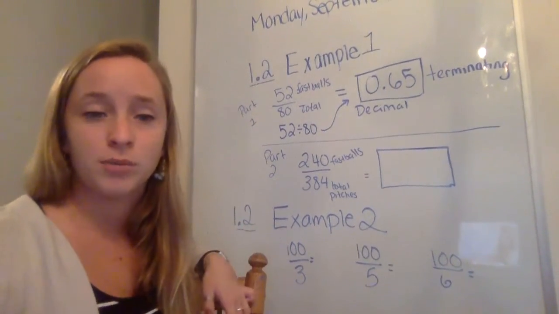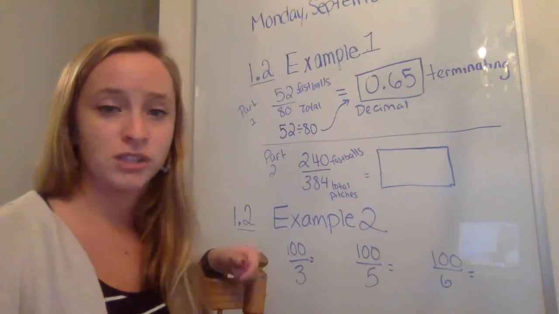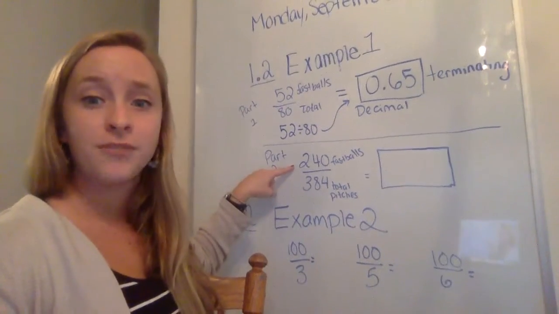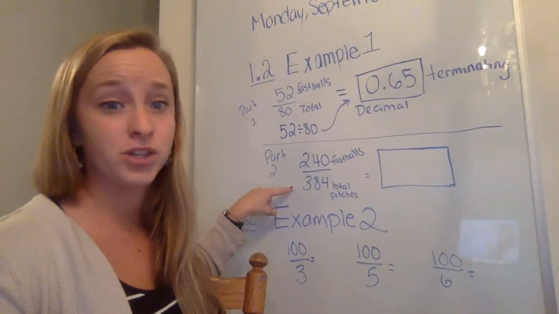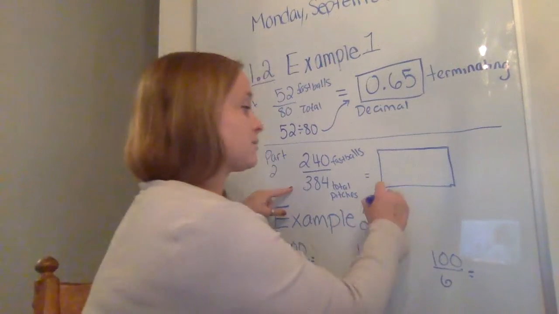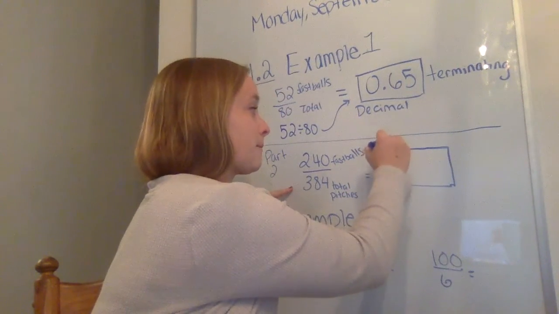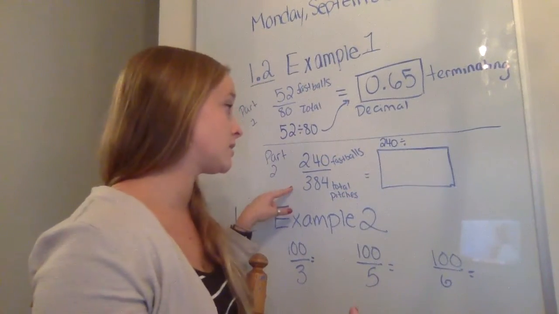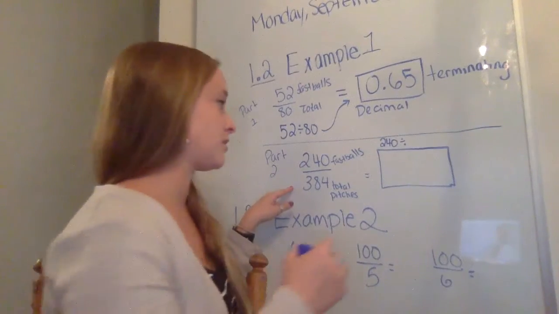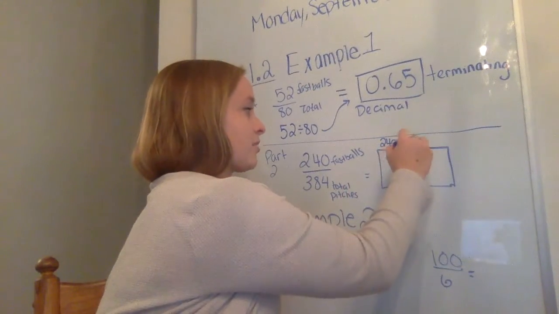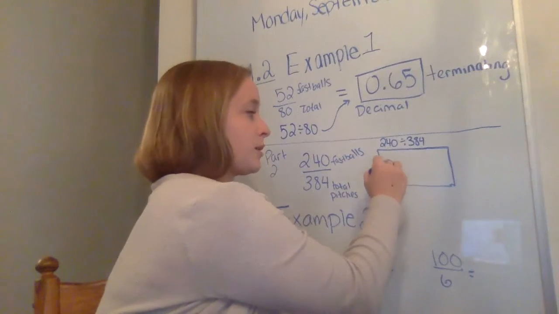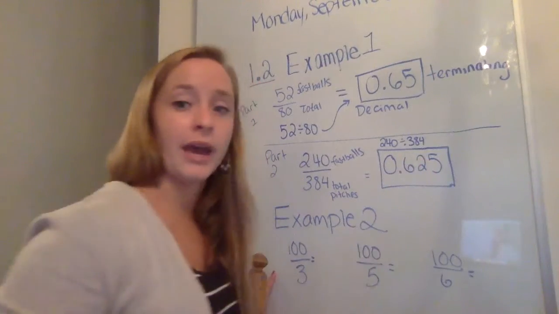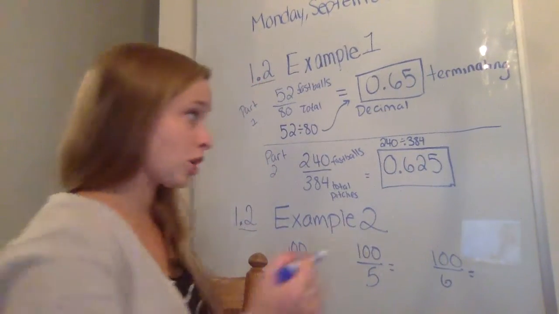And then part 2 was a similar problem with, again, the number of pitches and the number of fastballs out of the total pitches. So we had 240 fastballs out of 384 total pitches. So again, we just want a decimal equivalent. You can use long division if you like to write it out by hand, but for the sake of class time, we did it on our calculator today. We did 240 divided by 384, and the decimal we got was 0.625.